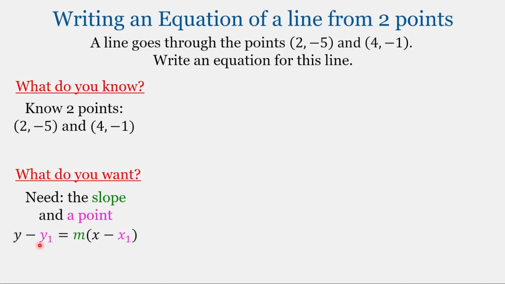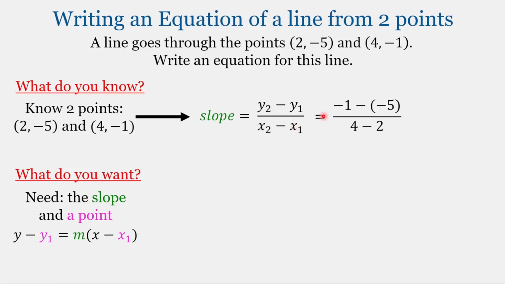So in order to write an equation of a line in point-slope form, we need a point, any point that's on the line, and the slope of the line. Well, we do have a point. We have 2 points. But how about that slope? Remember, we can find the slope of a line from 2 points. We're going to take the change in y over the change in x. So this is our rise over our run. And from these 2 points, we would end up with a slope of 2.